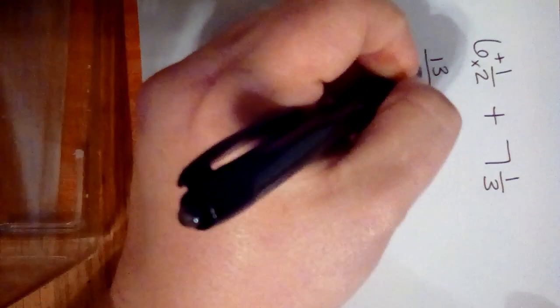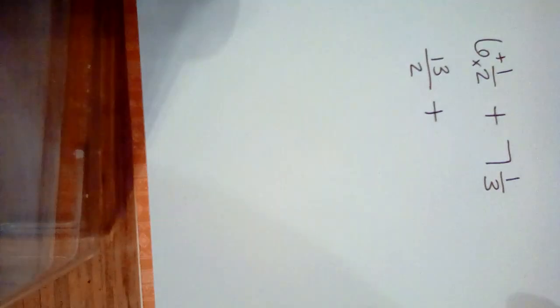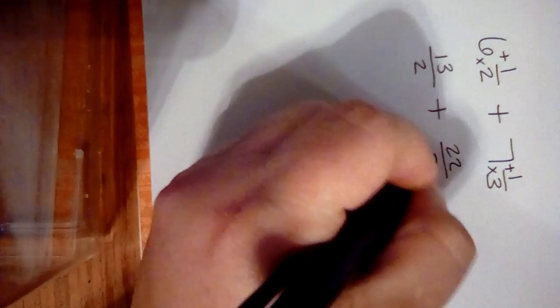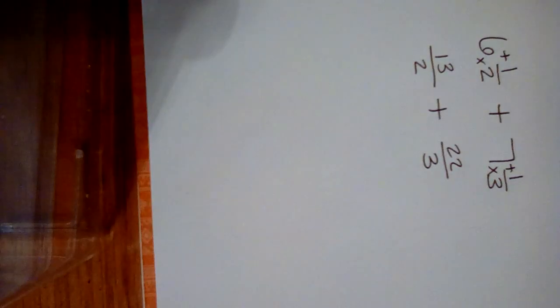So, 2 times 6 plus 1. 2 times 6 is 12 plus 1 is 13 over 2. Plus 3 times 7 plus 1. 3 times 7 is 21 plus 1 is 22 over 3. Now, my next step is to find a common denominator.